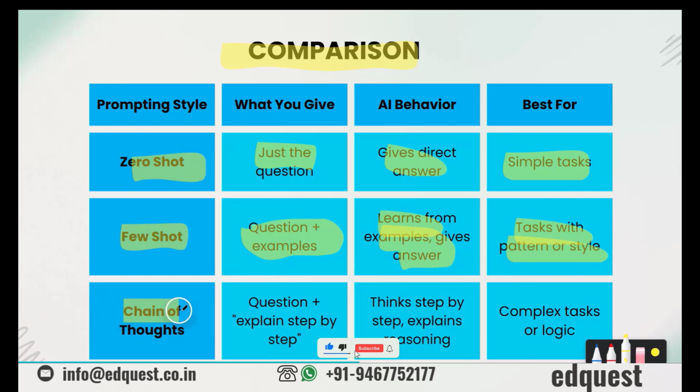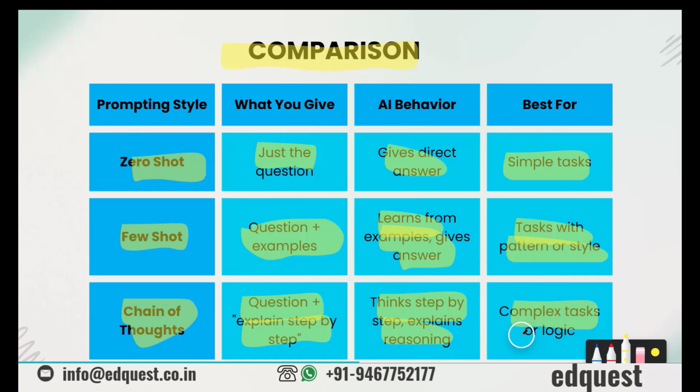Last is chain of thought prompting. Here you give the question and ask it to explain step by step. The AI then thinks step by step and explains its reasoning. It's best for complex tasks or those needing logical thinking.